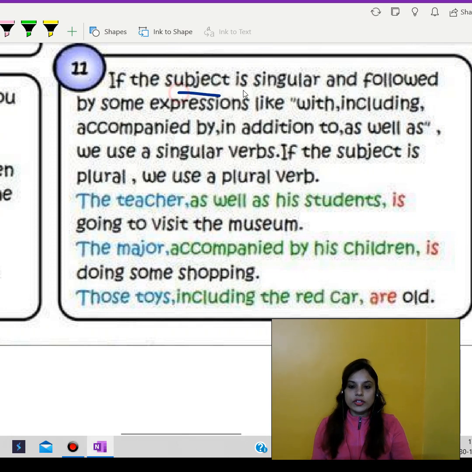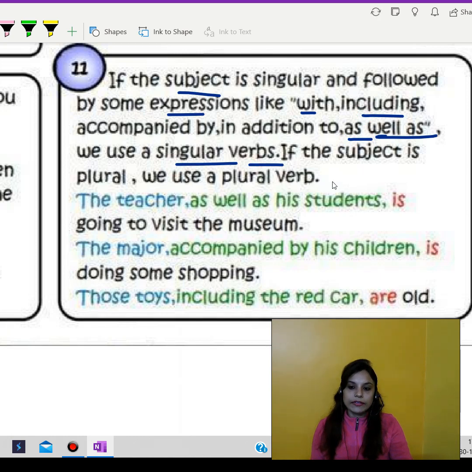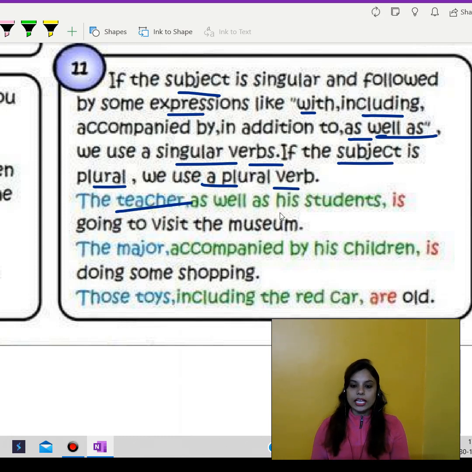Then, if the subject is singular and followed by some expressions like with, including, as well as, then we can use a singular verb. Or sometimes if the subject is plural, we might use a plural verb also. Like the teacher as well as his students is going to visit the museum. Why is? Because we are considering the teacher, and as it's given over here, as well as, when it's given in a sentence, we can use a singular verb, and that is what we are using.